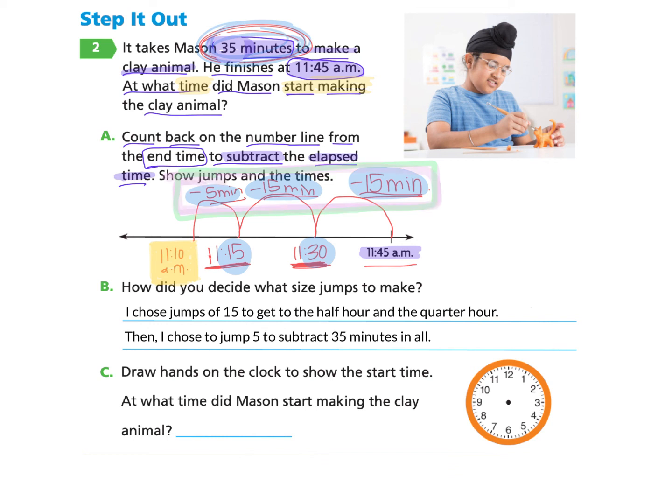Part C. Draw hands on the clock to show the start time. At what time did Mason start making the clay animal? We have found that the answer is 11:10 a.m. and we can draw this on the clock by putting the hour hand between the 11 and the 12 and by drawing the minute hand right to the 2, which represents 10 minutes.